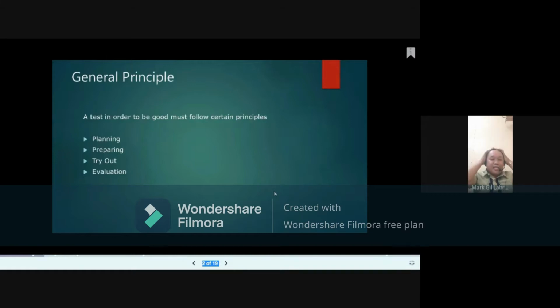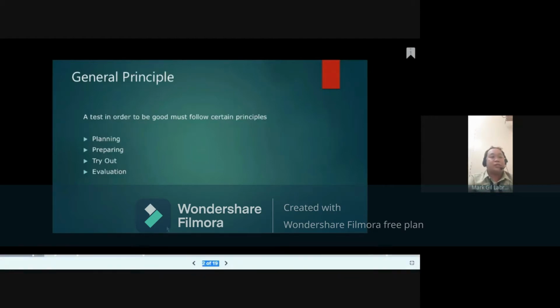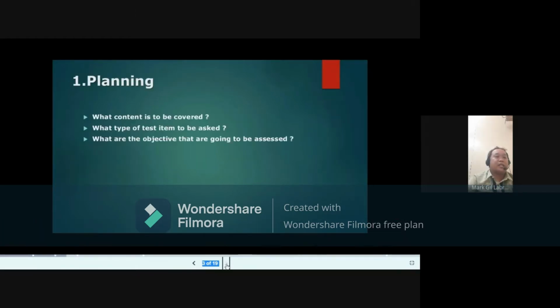Okay, so as I said, we are now on Module 8. Our lesson is all about constructing the test items. There are only 4 general principles. In order to be good, a test must follow certain principles. So what are those principles? First, planning. Second, preparing. Third, try out. And fourth is evaluation.